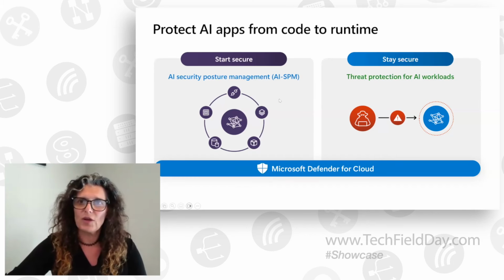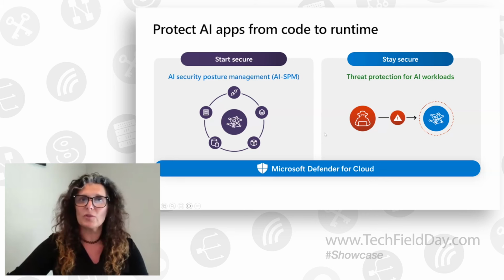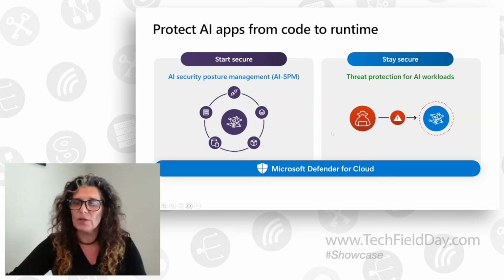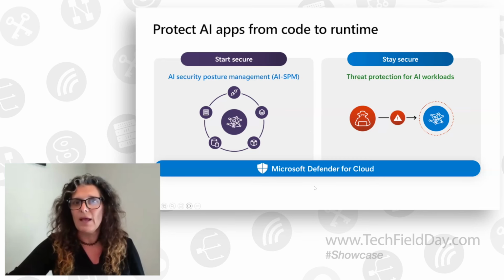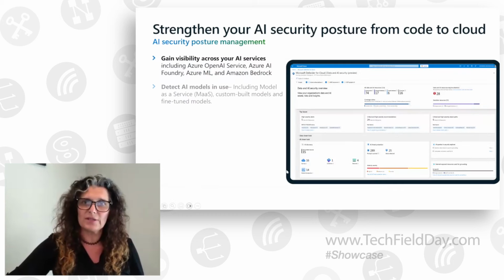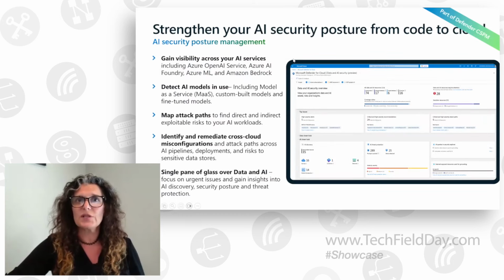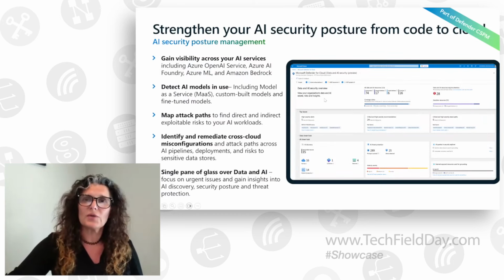When you build an application, you want to start secure and you want to stay secure. You want to make sure that you have the security posture, you know what the risks and the threats are, and what your posture is. And then you want to stay secure. You want to make sure that you protect your application across its lifetime from code to runtime. And that's what Microsoft Defender for Cloud enables. So we'll go into some demos to see how it works. And we're going to start with security posture.